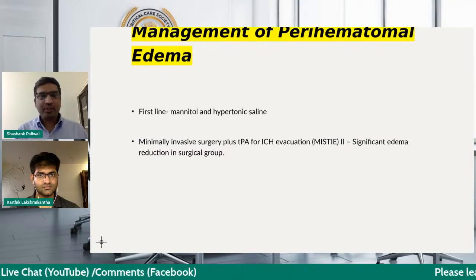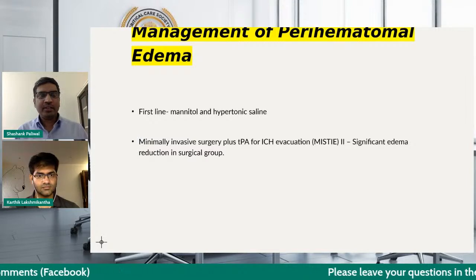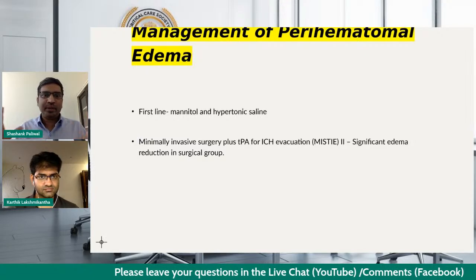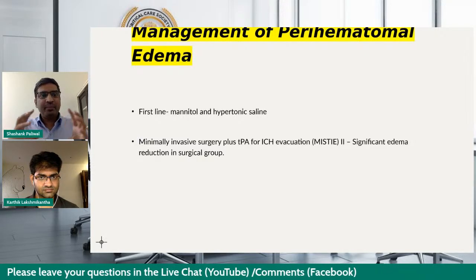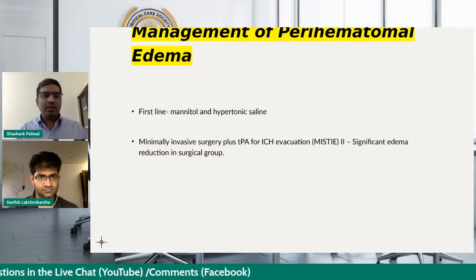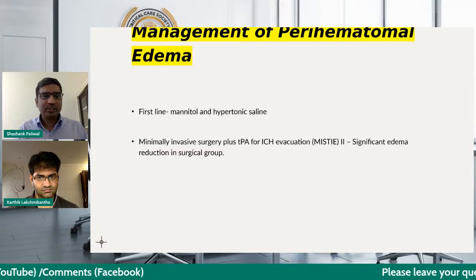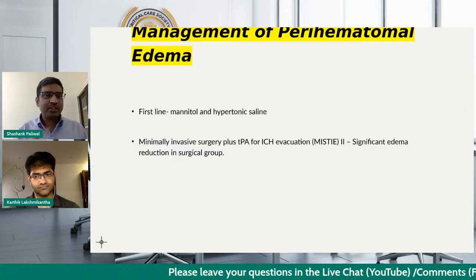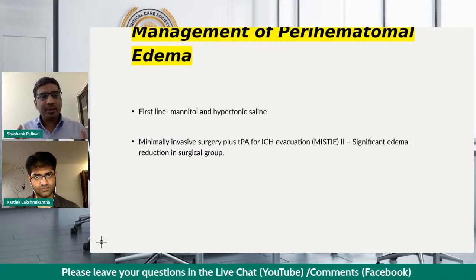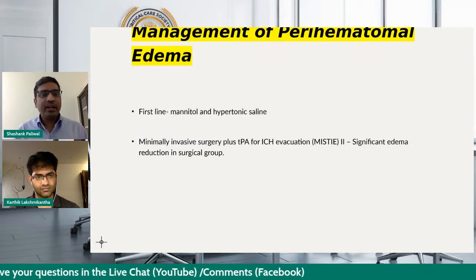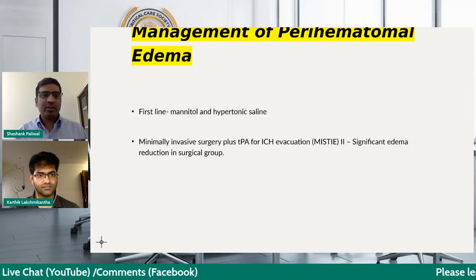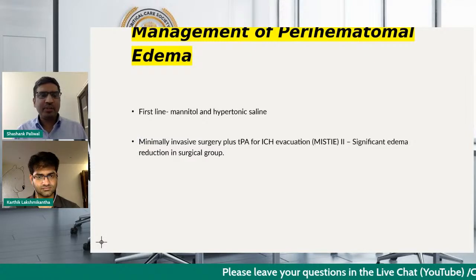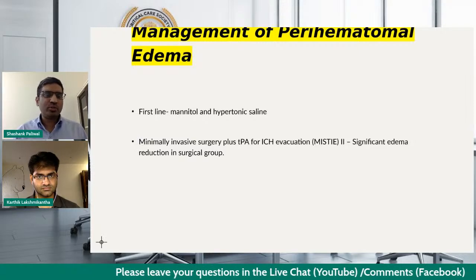Now coming to the management of hematoma edema. As I said, the periphery of the hematoma will lead to perihematomal edema in the brain. It may increase. Serial CT scans can be done, and this edema can be seen. The biggest risk factor for this edema is hematoma size and hematoma expansion. So again, everything boils down to containing or reducing this hematoma.